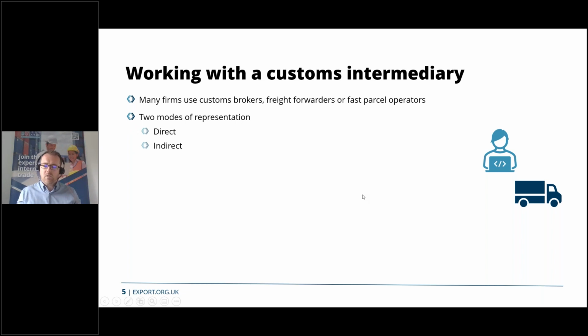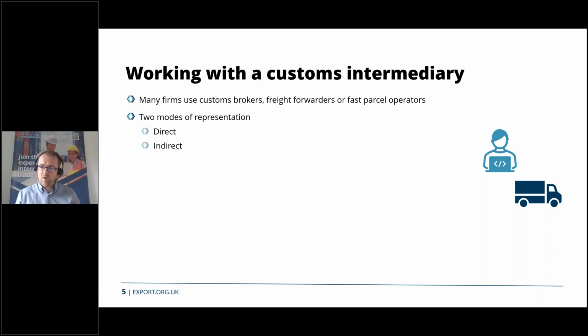Now, within those arrangements, though, there will be some legal basis for that service to be carried out. And so the representation is the really important concept we need to be familiar with, because this will then highlight the legal obligations and the scope of liabilities if there are any issues or any errors or omissions in those customs declarations that are submitted on your behalf.